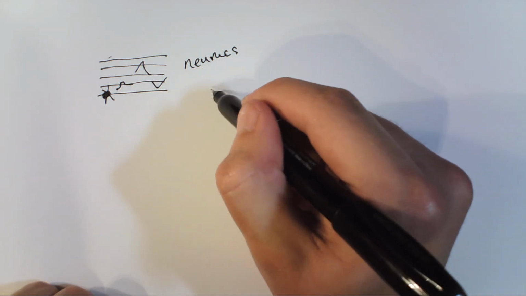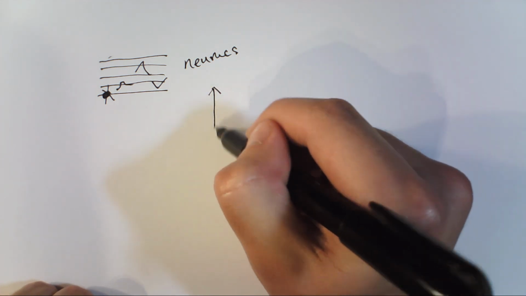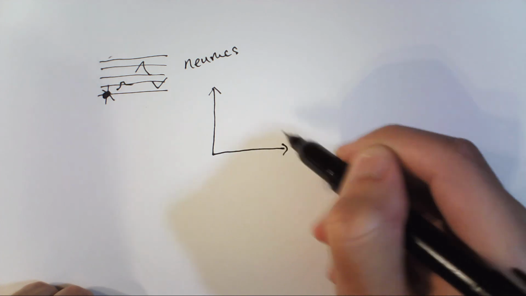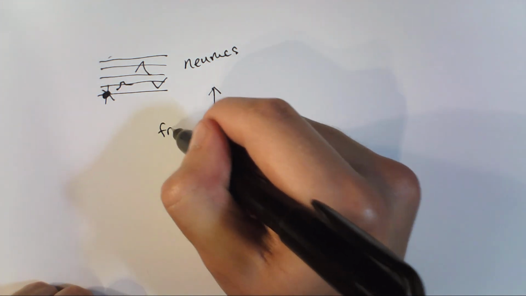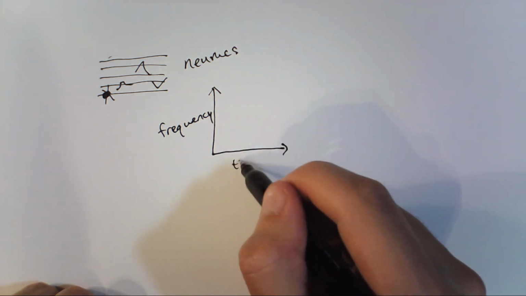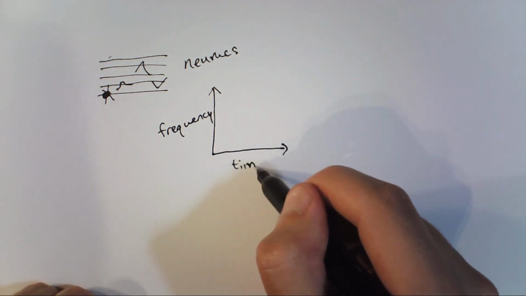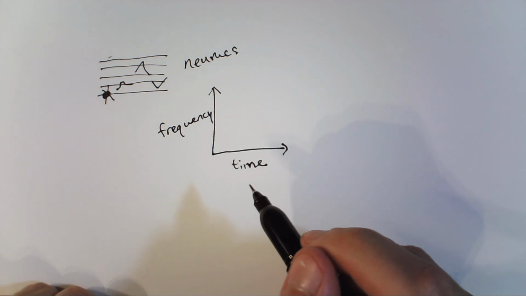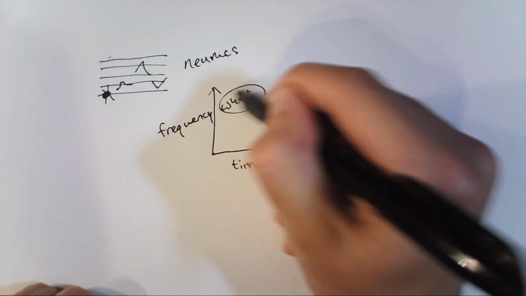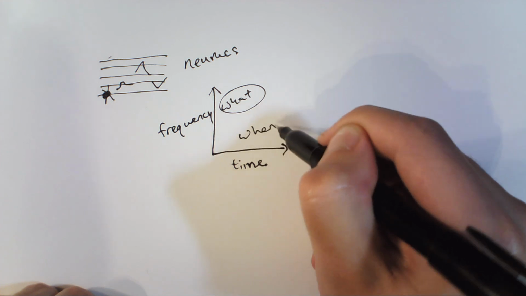Well, when you break it down to simplest terms, music is like a graph. It's like a plot. It tells us frequency, and it tells us time. And what this really tells us is what to play and when to play it.